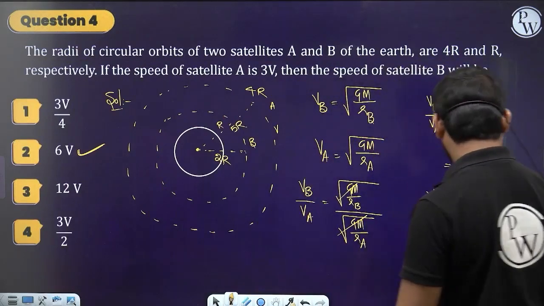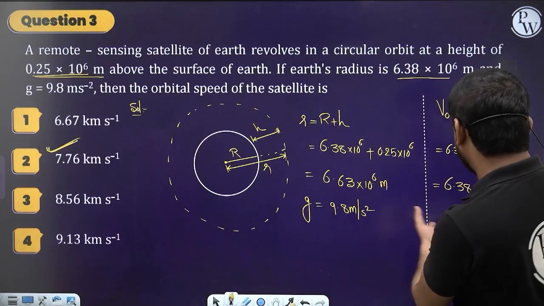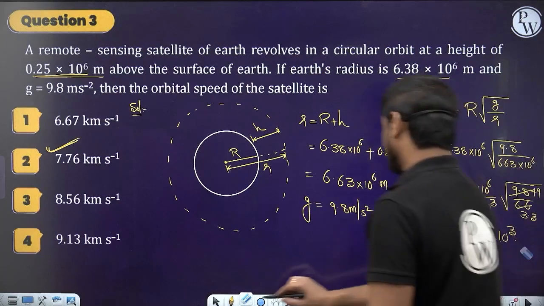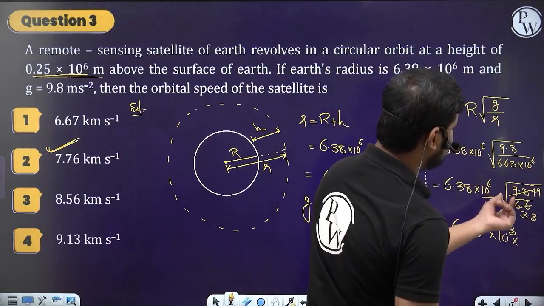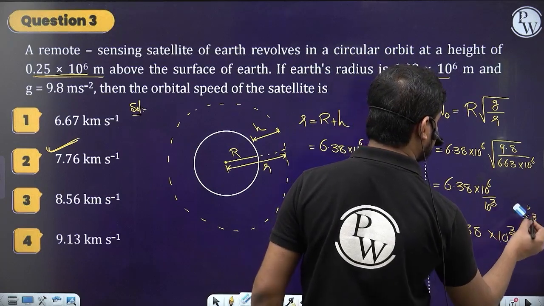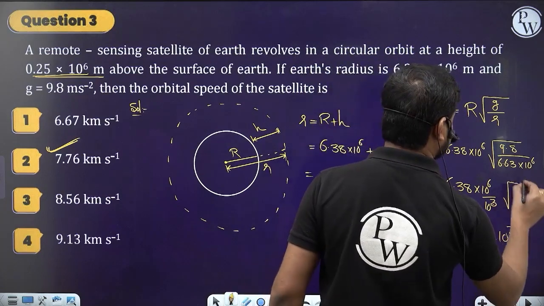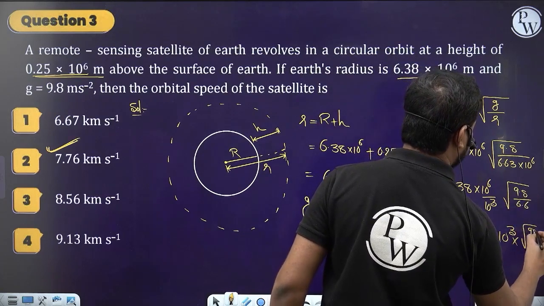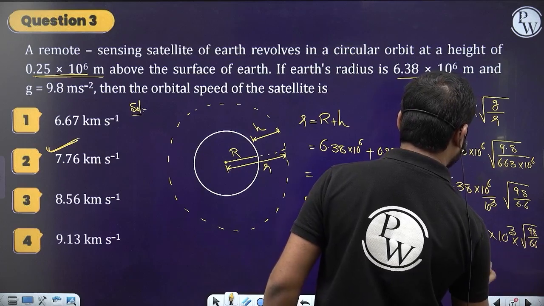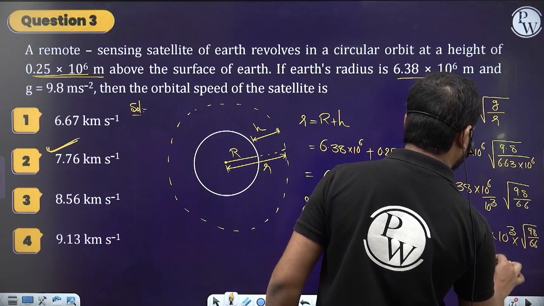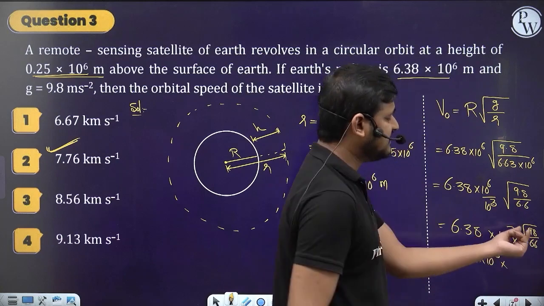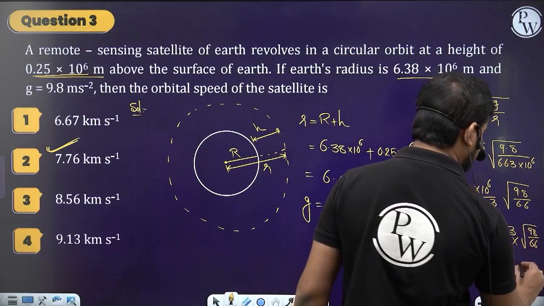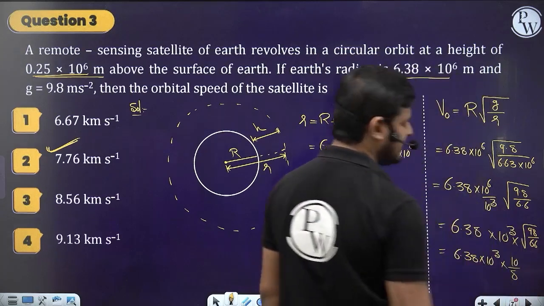See, always do the complete calculations, or you leave the calculations here. If you want, I can do it, no issue. So see here, you can take the values. Here I can directly write this as 9.8 by 6.6, which is root over 98 by 66. Let's write 6.38 into 10 to the power 3. Here I am taking this close to 100, this one close to 64. Then I can write 10 by 8.